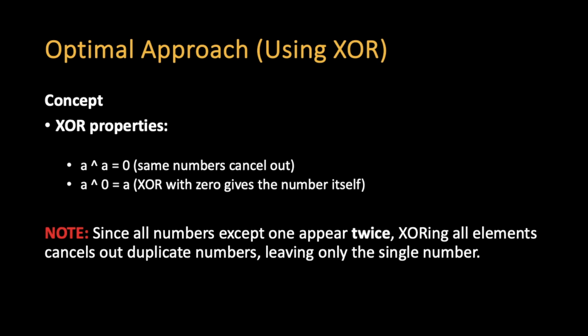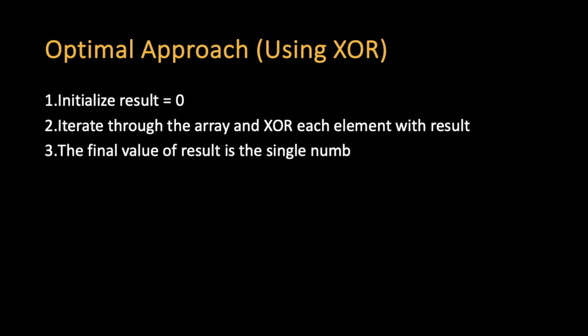Okay. Now, how can we use this in our problem statement? Since all the numbers except one appear twice, XORing all the elements will cancel out each of the duplicate elements, and we will be left with the only single number. Now, let's look at the algorithm. Initially, we will initialize a variable result as 0. Then we will iterate through the array and XOR each and every element with this result. The final value of the result is the single number itself.